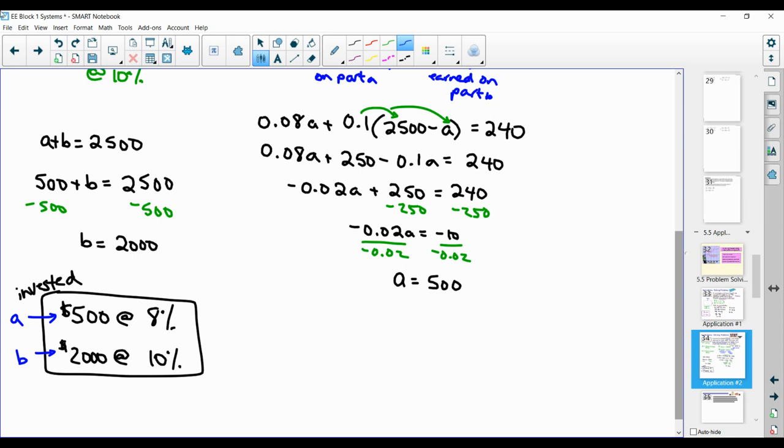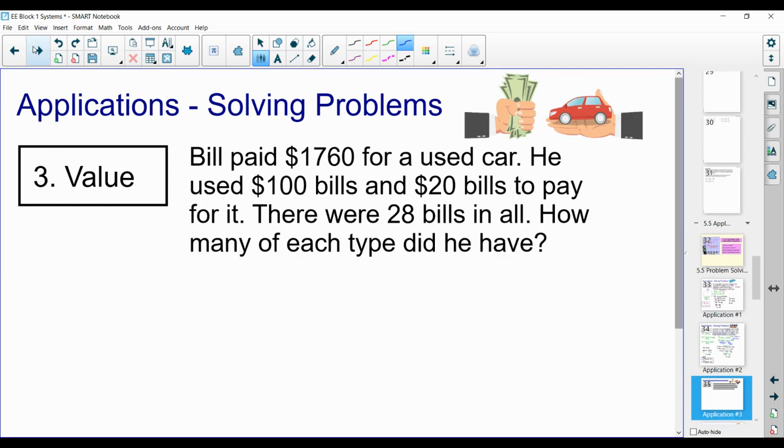All right, so we're going to look at a couple more problems that are also kind of like that sharing type method, but they're just different contexts. So here we're looking at values. We're told that Bill paid $1,760 for a used car. He used $100 bills and $20 bills to pay for it. There were 28 bills in all. How many of each type did he have?